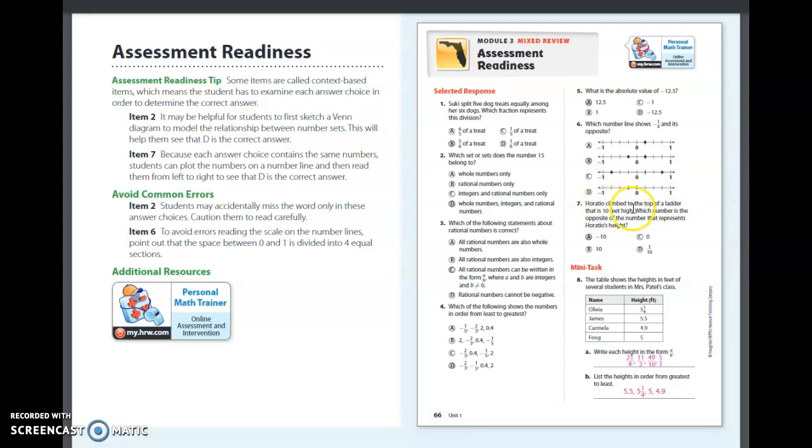Number 7, Horatio climbed to the top of a ladder that is 10 feet high. Which number is the opposite of the number that represents Horatio's height? The opposite of 10 would be negative 10.